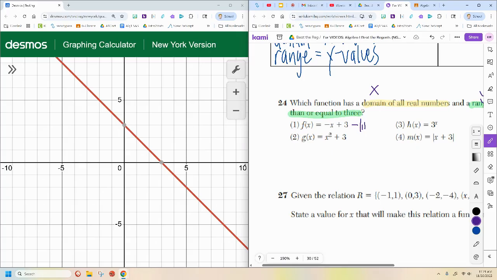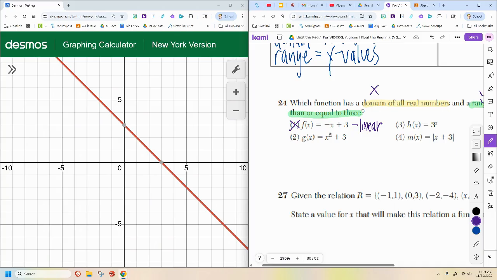So our first function is linear. And it would pass the vertical line test. I could draw a vertical line anywhere on there, and it would only hit the graph once. The next thing to say is there are values that are below negative 3. So this horizontal line right here is negative 3, and there are values below that. So this is not the correct answer.